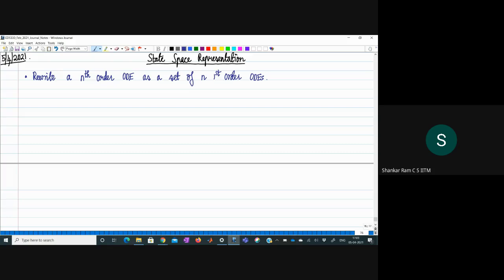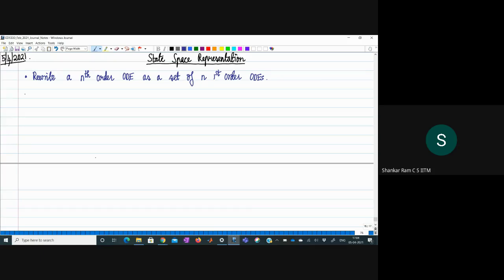If you recall what happened in the transfer function, we applied the Laplace transform and went from the time domain to the complex domain, and we converted the ordinary differential equation into an algebraic equation involving s. In the state space representation, we stay in the time domain, but we do this rewriting of the nth order ODE as n first order ODEs.